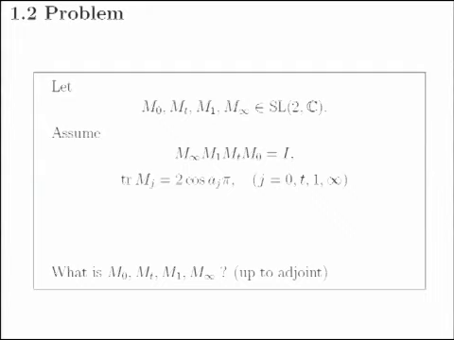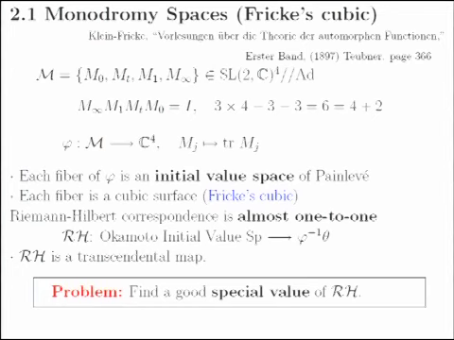This problem is very, very difficult. I think most freshmen cannot solve this problem, but we can. We know this space. It is called the monodromy space or characteristic variety, or classically it is called the Fricke cubic. You can find this cubic in Klein and Fricke's famous book on automorphic functions.